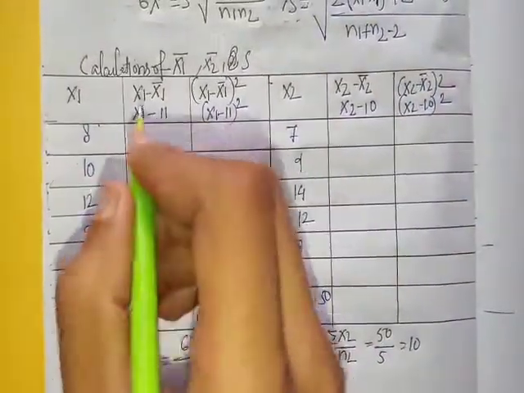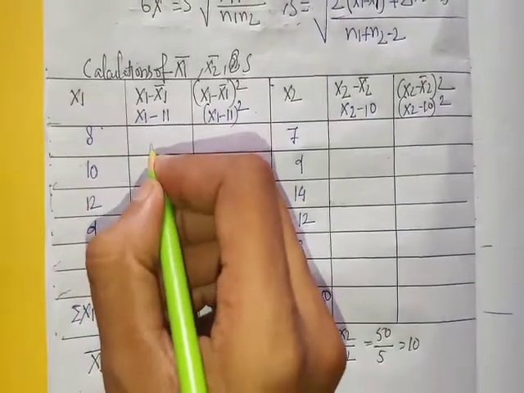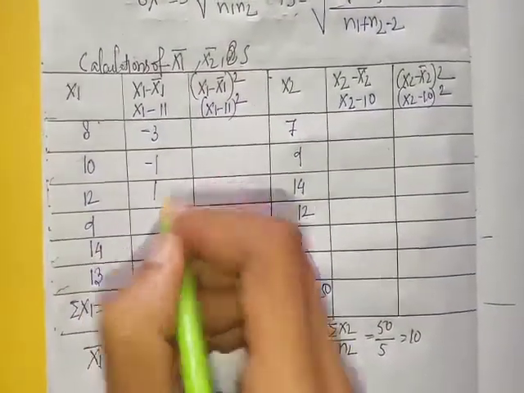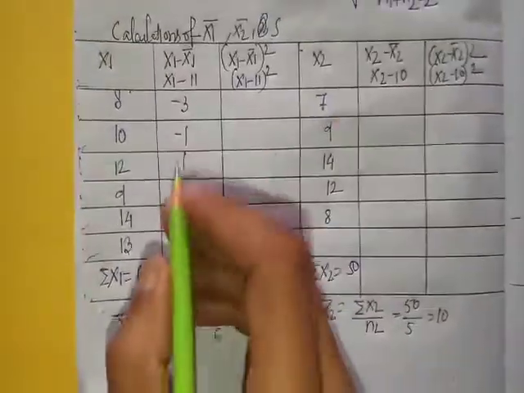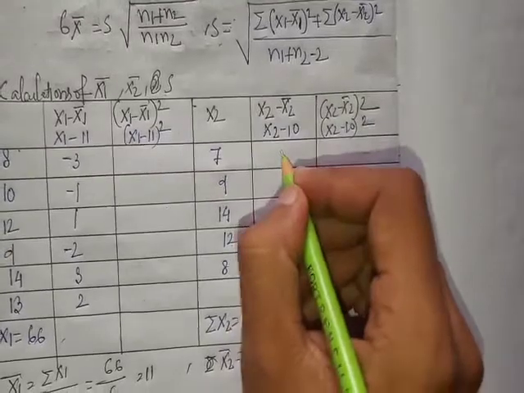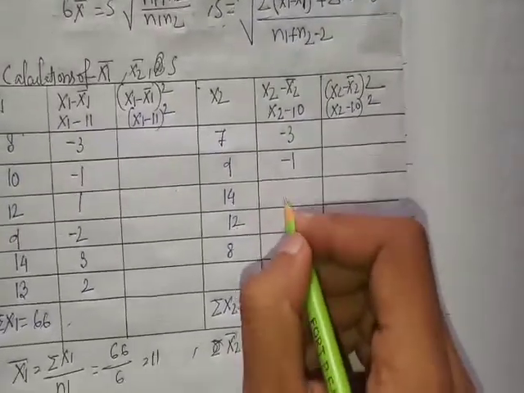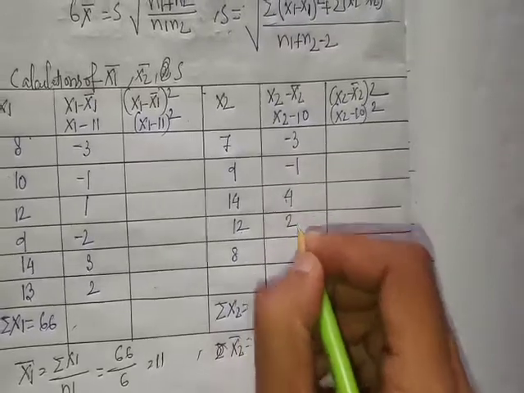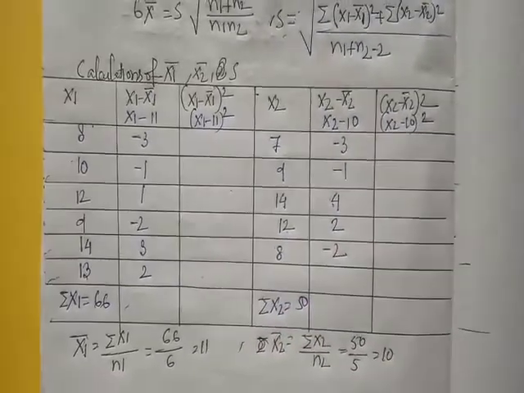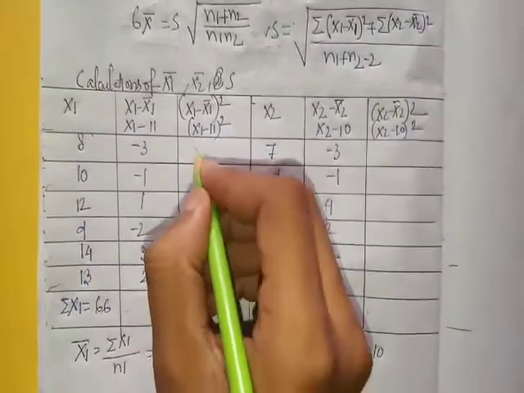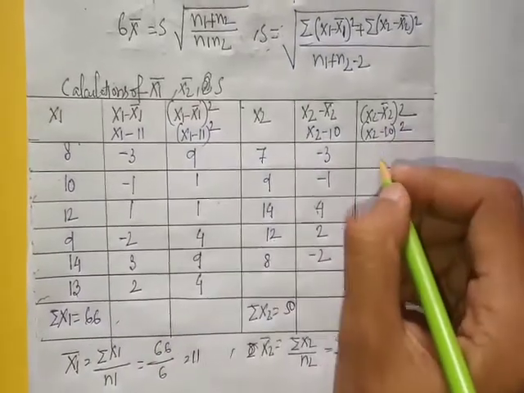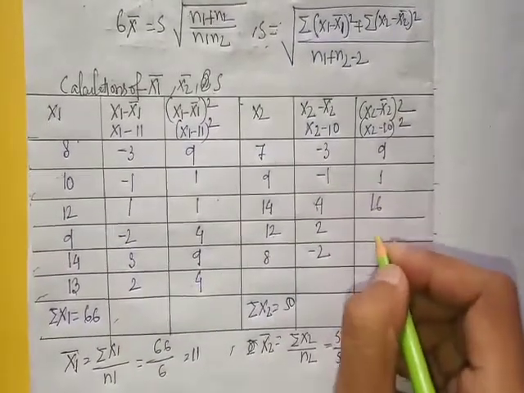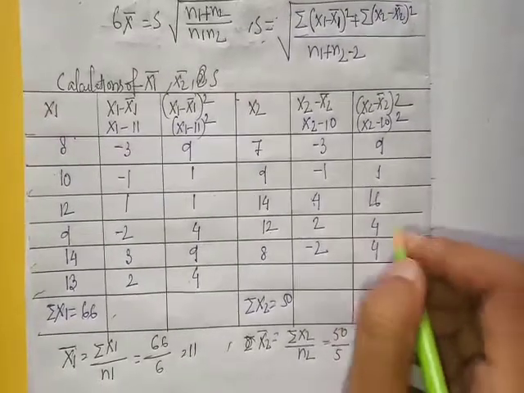Okay, so x1 minus 11: 8 minus 11 is minus 3, then minus 1, 1, 9 minus 11 is minus 2, 14 minus 11 is 3, and 2. Similarly, x2 minus 10: 7 minus 10 is minus 3, then minus 1, 4, 2, minus 2. Then squares: minus 3 square is 9, then 1, 1, 4, 9, 4, and for x2, 9, 1, 16, 4, 4.